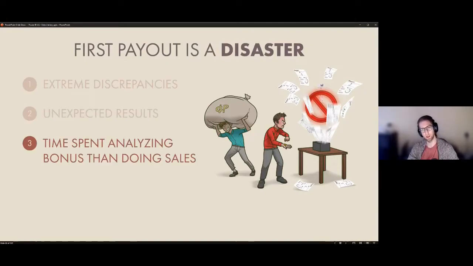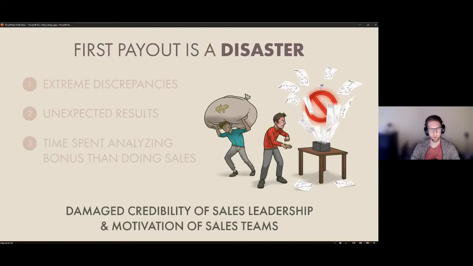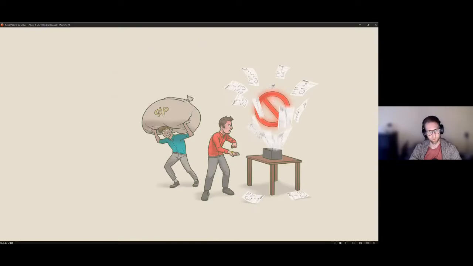Instead, what's happening is that a lot of the salespeople are spending more time analyzing their bonus and working with that data at the end of the payout period than taking sales actions with their customers. In fact, this has damaged the credibility of our sales leadership and hurt the motivation of the sales teams, the exact opposite result that we set out to achieve in the first place. How could this have gone so wrong?